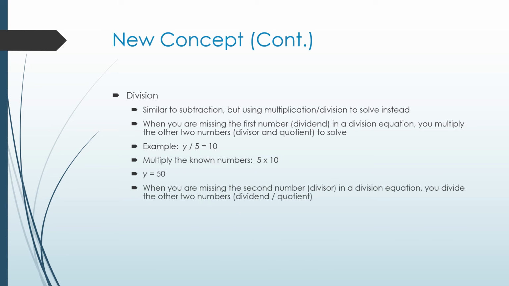If you're missing the second number, your divisor, then you're going to divide the other two numbers. And again, remember your dividend's your biggest number, so that's going to come first. Dividend divided by quotient. Here's an example of that. 36 divided by our missing number W equals 9. So we're going to divide, remember dividend first, 36 divided by 9, and we find out W's 4. And again, just put that 4 in there. 36 divided by 4 is 9, so we know we got the right answer.